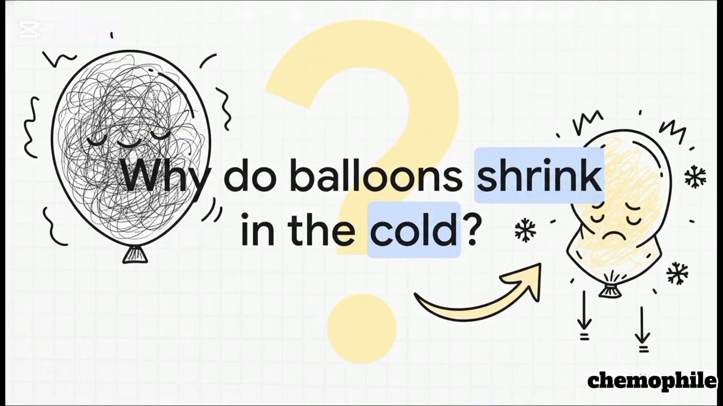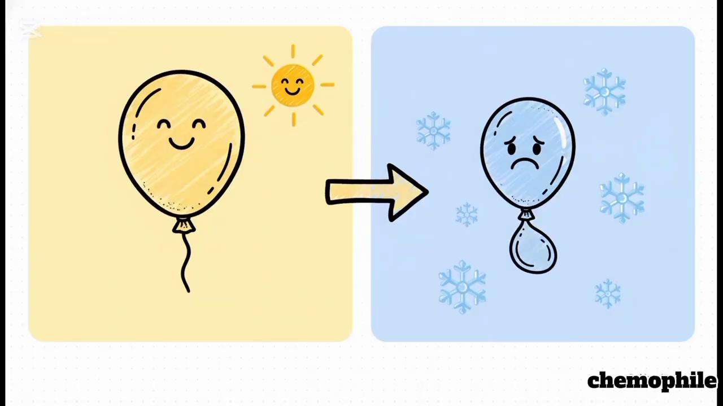You know the scene, right? Inside, where it's warm, your balloon is full, it's bouncy, it's ready to party. But the second you step out into that chilly air, it just seems to deflate. So, what's actually going on here? Is it magic? So, the pattern is super clear and always the same. Warm air means a bigger balloon, cold air means a smaller one. And it's definitely not a leak, so what in the world is causing this change?